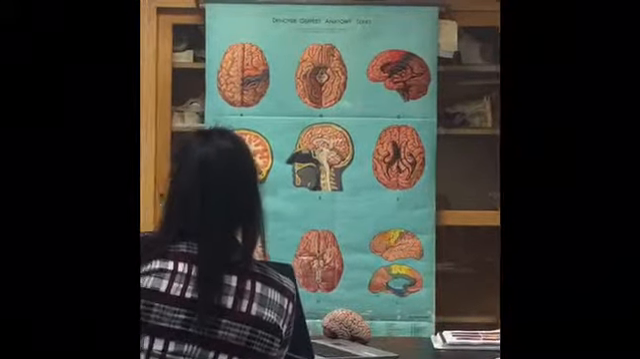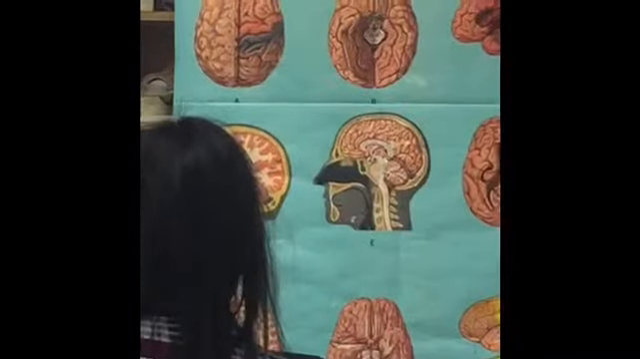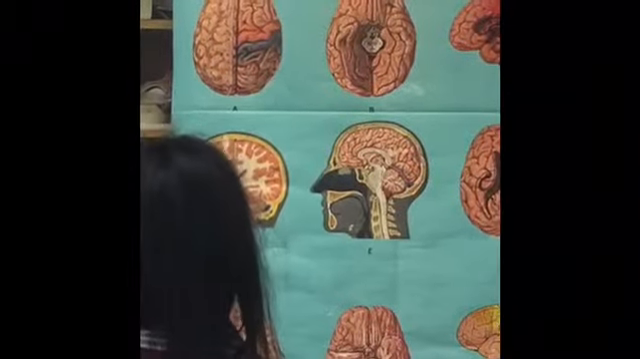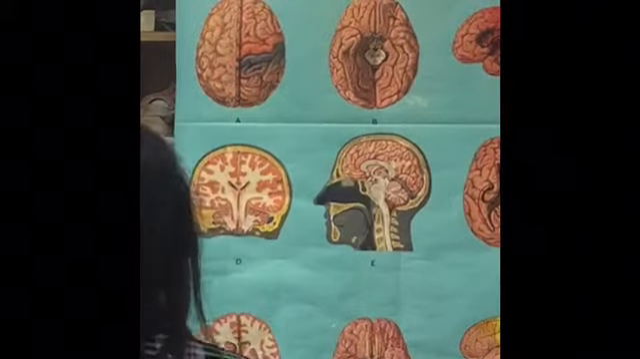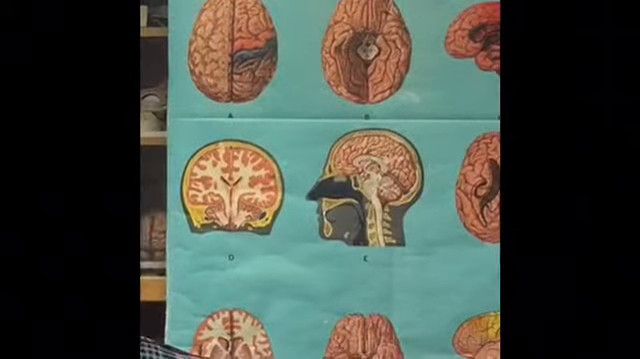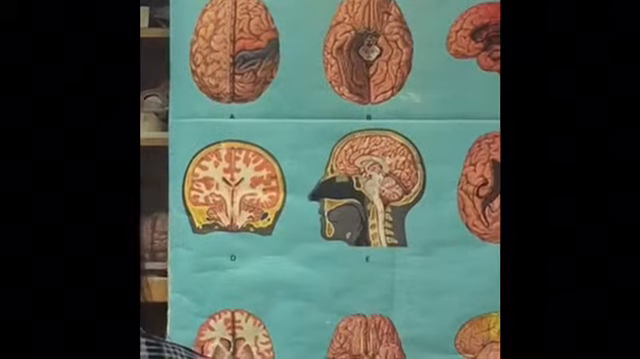You're looking at the brain from the top, right? It's a superior view, okay? There's obviously a gigantic division between the hemispheres, and that space is really called the longitudinal fissure.